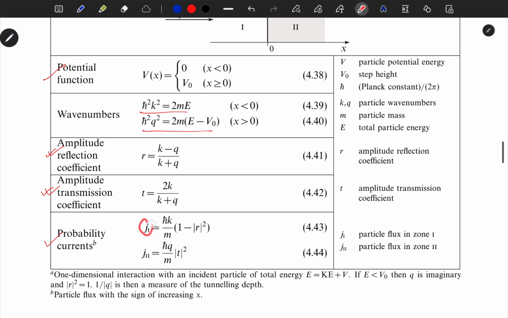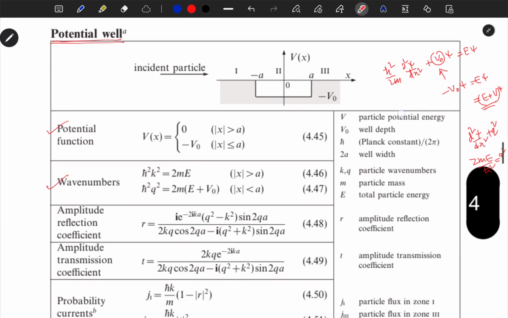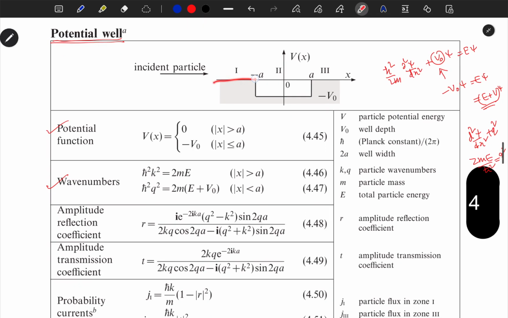Probability current density J, J1 and J2, can be written like this. This probability current density J equals ħ by 2mi times (ψ* ∇ψ minus ψ ∇ψ*). Earlier we said we will use that formula to get this. Now the potential: it is 0 up to here, then it goes to minus V0 and again goes to 0. So whenever x is within that a, we will have 0 potential, and in the other part we have V0.